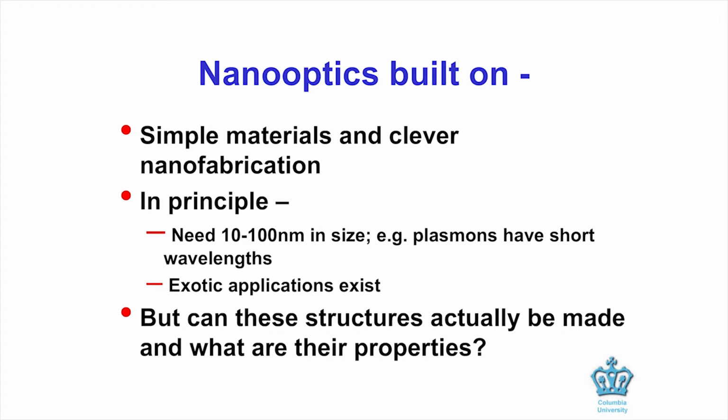Because metals are very simple material, so we can do elementary nanofabrication, but at very small distances. In principle, you need about 10 to 100 nanometers in size. Plasmons have about the right wavelength, so maybe we can use them. There are some exotic applications, which we'll talk about in a minute. But the question is, can these structures actually be made, and what are their properties?